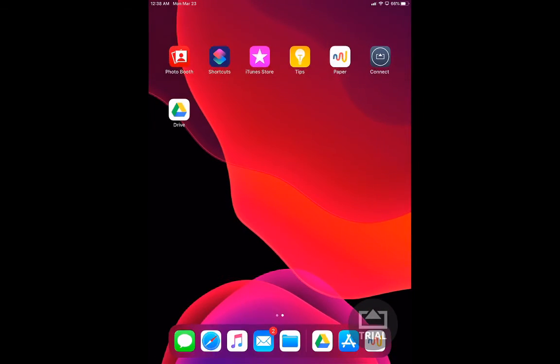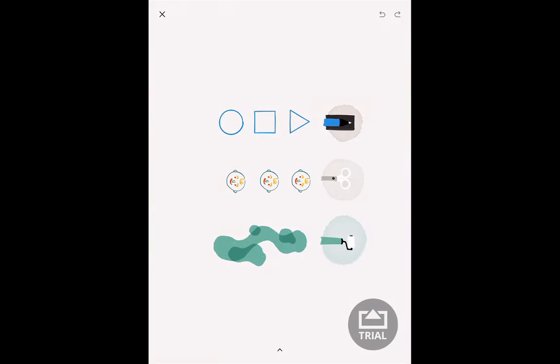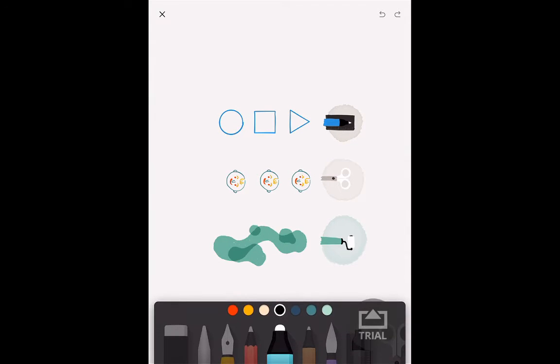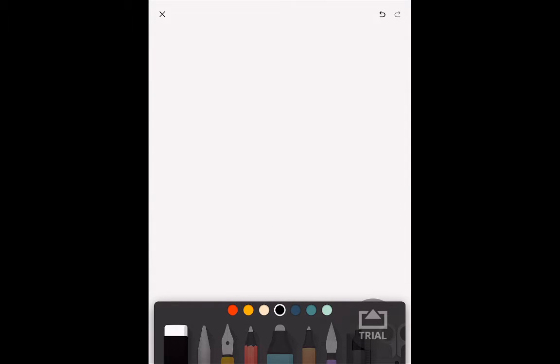Okay, so let's go back to our page. This is one where I'm going to have to erase, I think. Clear all. There we go. I knew there was an easier way to do that. I just couldn't remember it. Okay, so again, I'm going to use the combined gas law: P1 V1 over T1 equals P2 V2 over T2. And let's see what it gives me.